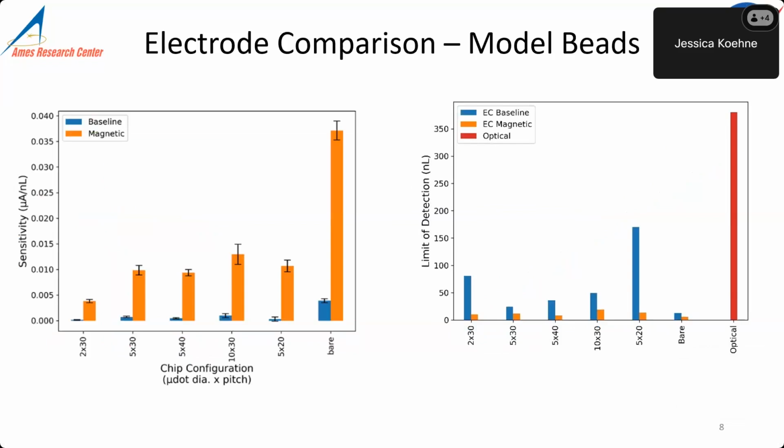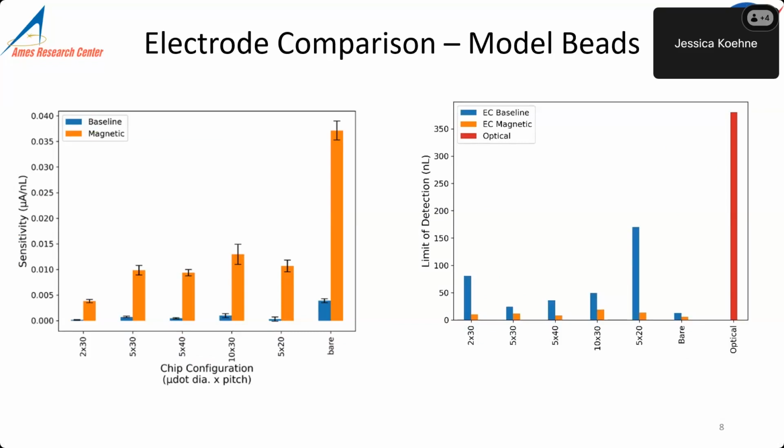Okay, I mentioned we did a lot of different comparisons with different electrode geometries. Maybe what I want to show you here is on the right-hand side. This is looking at a limit of detection. So you actually want these bars to be very low. And what we're looking at is when the magnet is employed, it's lower than the baseline, which is the blue.